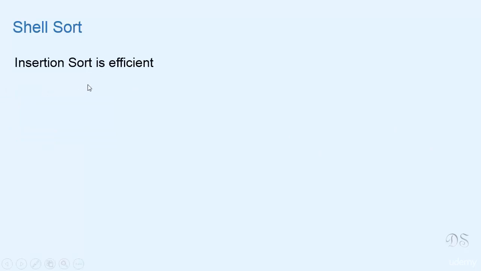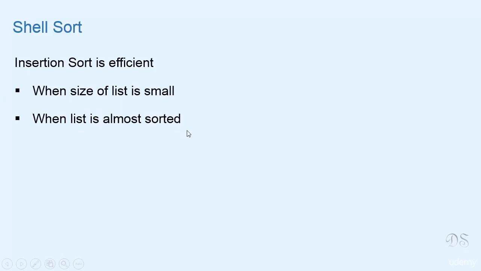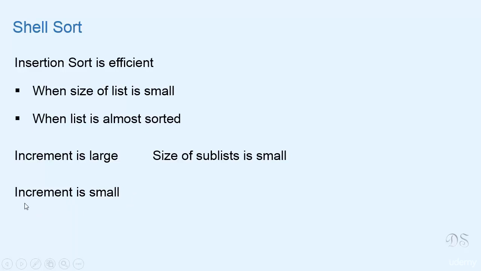We know that insertion sort is efficient when the size of list is small and when the list is almost sorted. These 2 points are the basis of shell sort. In shell sort, when initially the increment is large, size of sublists is small, so insertion sort on those sublists is efficient. When in the final passes increment becomes small, the size of sublist increases, but then also the insertion sort is efficient on the sublists because those sublists are almost sorted.